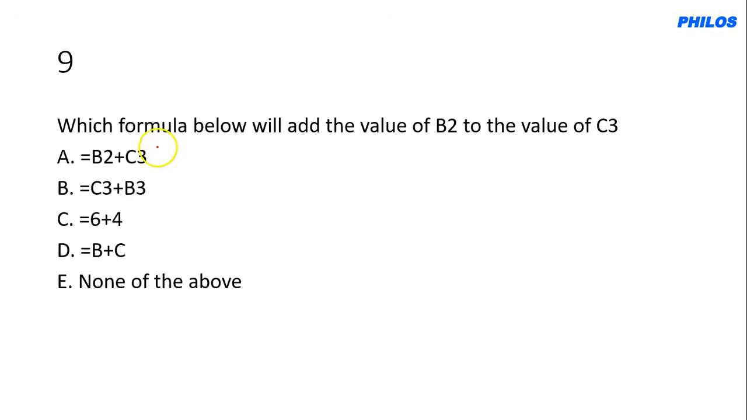Question 9. Which formula below will add the value of B2 to the value of C3? For this, the correct answer is A. So when you want to add the value of B2 to C3, you need to enter equals B2 plus C3. If one of the possible answers writes B2 plus C3 without the equal to sign, please don't choose it. You need to bring the equal to sign.